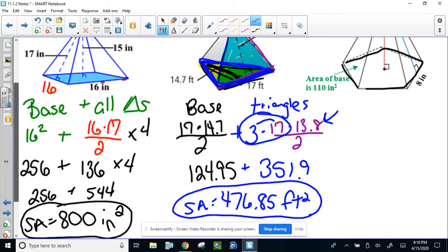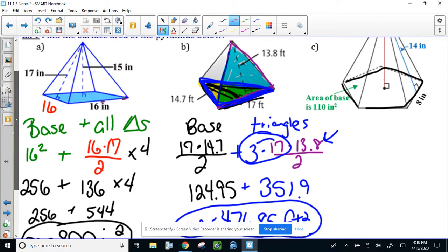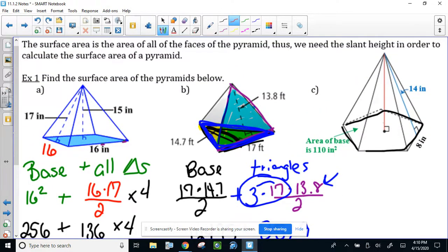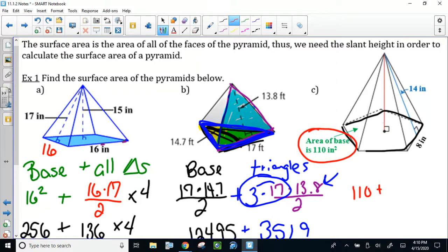Okay, so on the last one, let's do another one real quick. This is now our pentagonal pyramid. What's really nice is they actually gave us the area of the base already, so we don't have to calculate the base area. We're going to do our 110, plus we need all of our triangles. So we need the base plus the triangles.